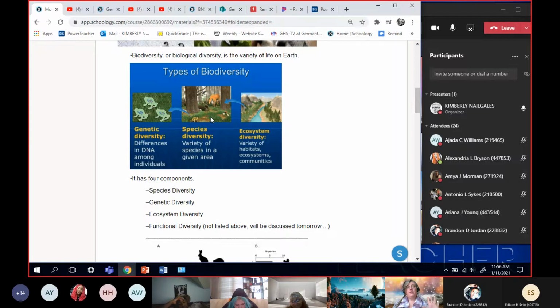Usually we automatically think of species diversity. It's the kind of animals that live there or how many of them there are. And then the third one that I have in the picture is ecosystem diversity. That's all the different types of biomes and ecosystems that are available.